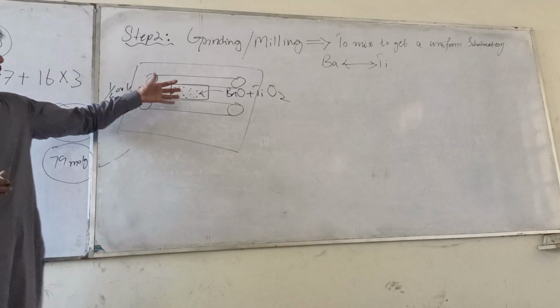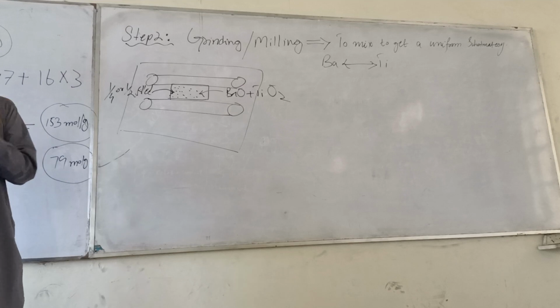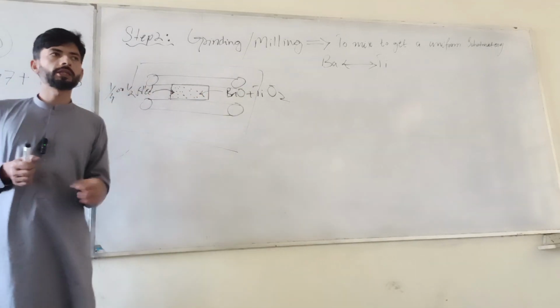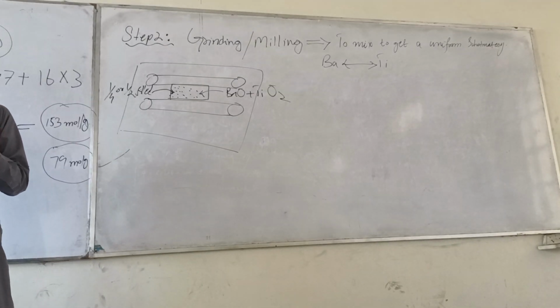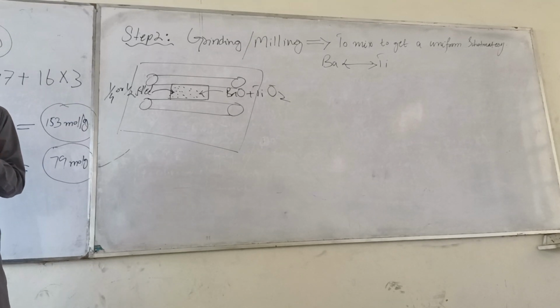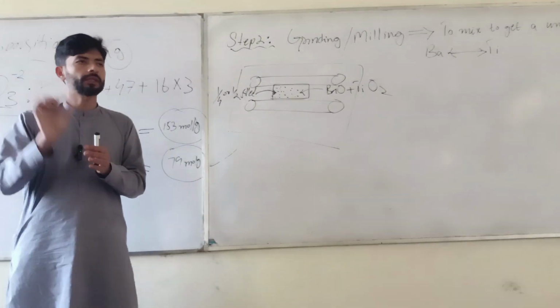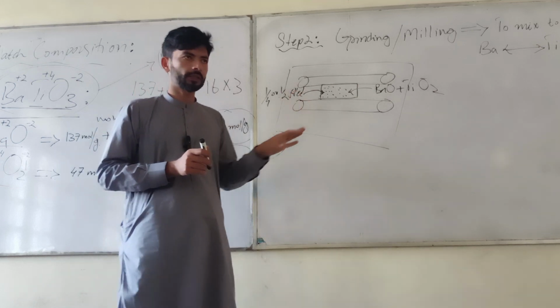So when it rotates, the balls come closer together and they crush this barium oxide and titanium oxide into further small pieces. After 1 or 2 or 3 hours, at the end you will get a uniform solution in which each particle of barium oxide and each particle of titanium oxide are very near to each other. Okay? And they are of almost uniform particle size. Did you understand? I will show you this practically.